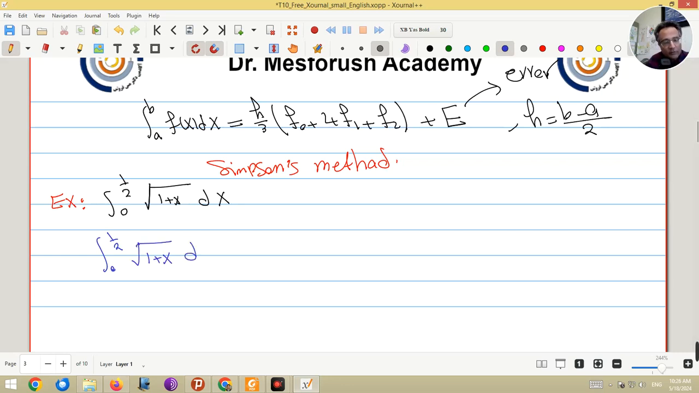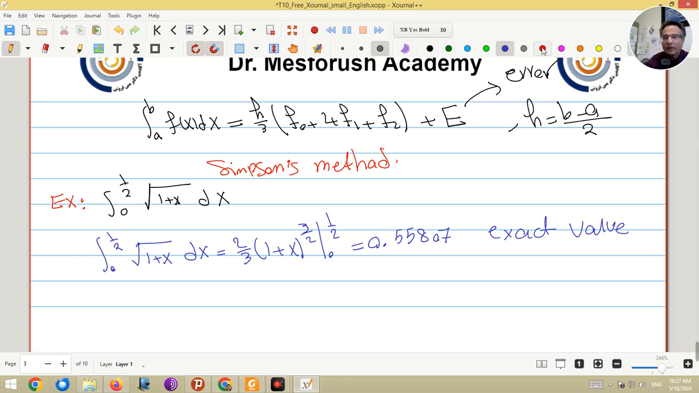of square root of 1 plus x dx is 2 over 3 times (1 plus x) to the power of 3 over 2, from 0 to half, and it will be 0.55807. This is the exact value. Okay, let me keep it.